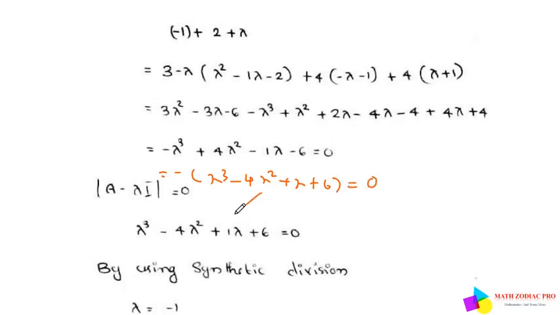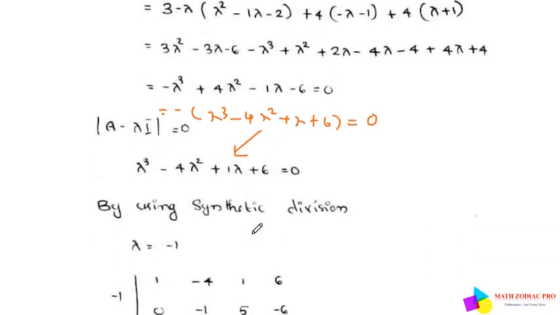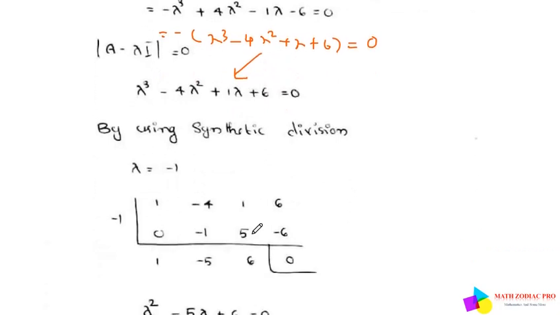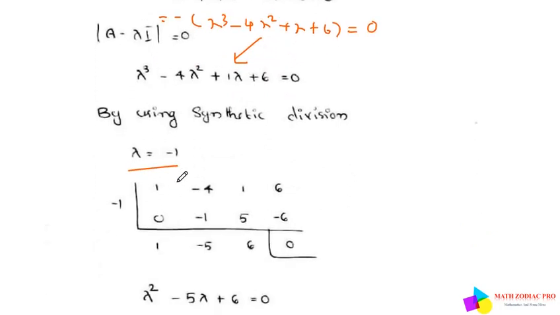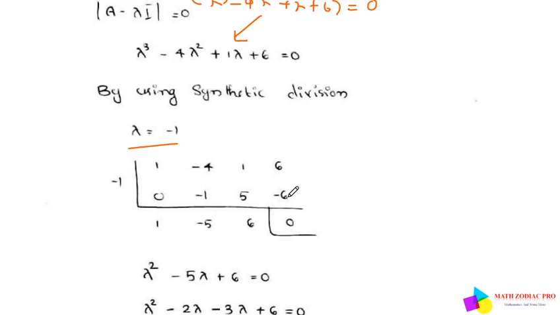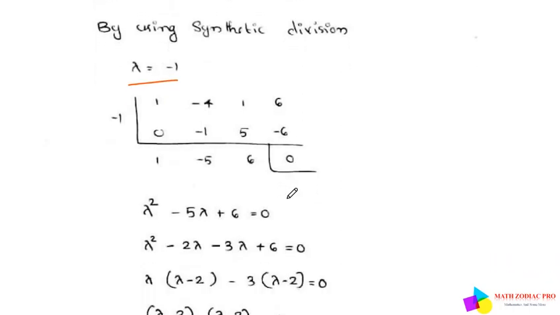Okay, so we get lambda cube minus 6 lambda square plus 11 lambda plus 6 equal to 0. Using synthetic division, first put lambda equal to 1. We get 0 value. So the equation is lambda square minus 5 lambda plus 6 equal to 0.